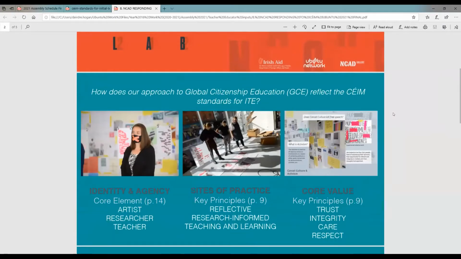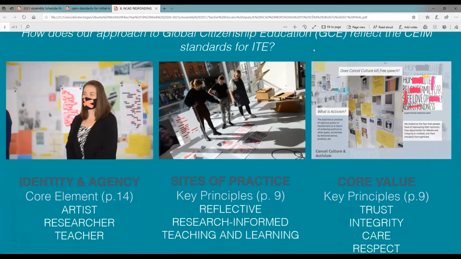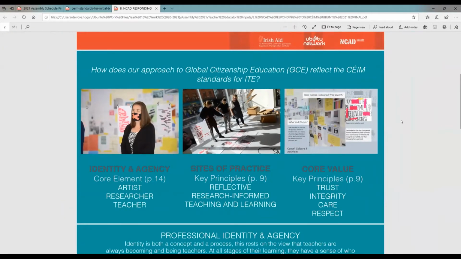Okay, so first we looked at how CAME standards promote teacher identity and agency as a core element of an ITE programme. So in NCAD, we very much recognise that identity is of integral importance to their practice as artists and designers. And it also is a basis for forming their identity as teachers, researchers. So it's through this identity that they explore global citizenship education.